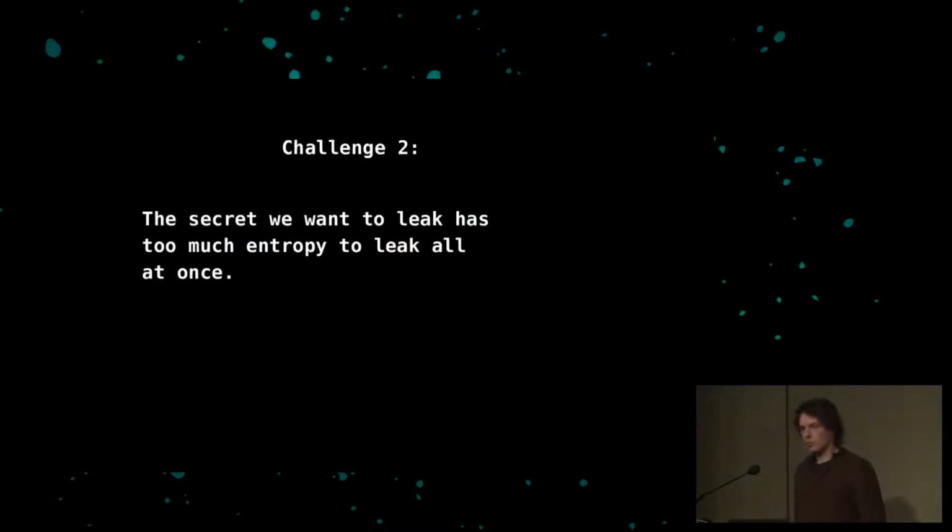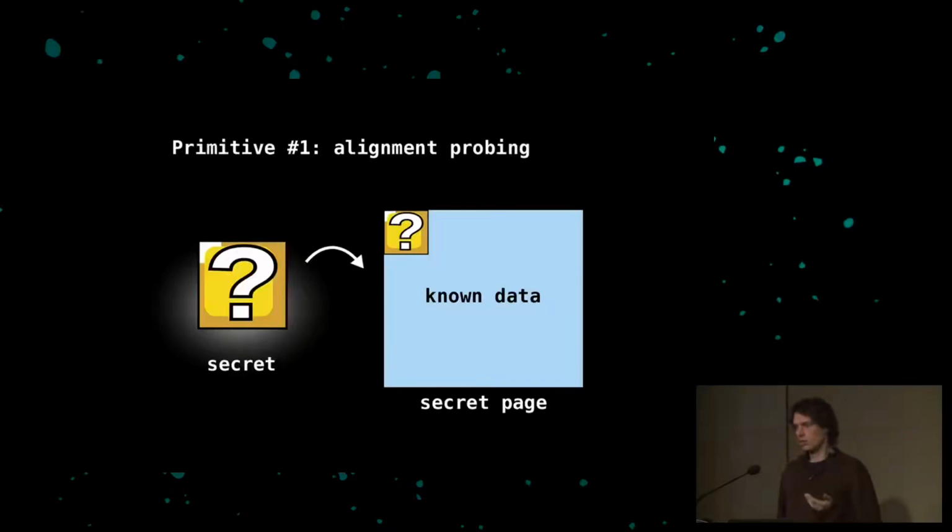And there's a second problem. We might want to leak a secret which has too much entropy, so much entropy that we cannot possibly brute force all the possible secrets. For this, we have found some ways to get around this and leak secrets iteratively. The first method we tried, we call alignment probing. In this case, we manipulate the victim into creating a memory page or putting the secret somewhere across memory page boundaries.